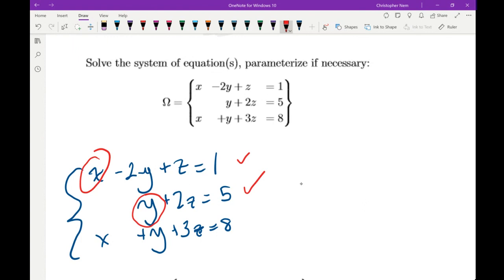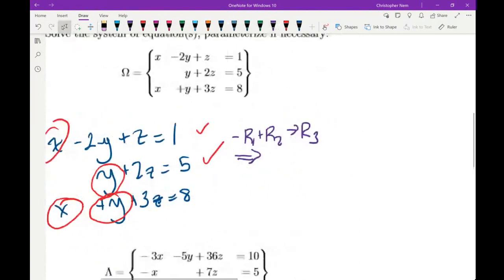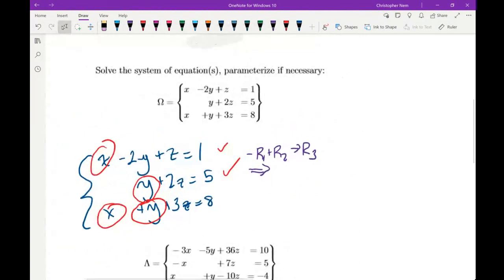The third row, however, I have an x and I have a y that I need to get rid of. Now, I need to get rid of them completely, which means I need to add it by a negative x somehow. The only way I can add it by negative x is if I multiply the first row by negative 1, add it to row 2, and of course I'm going to send it to row 3. In doing so, nothing changes in the first row. This is still the exact same.